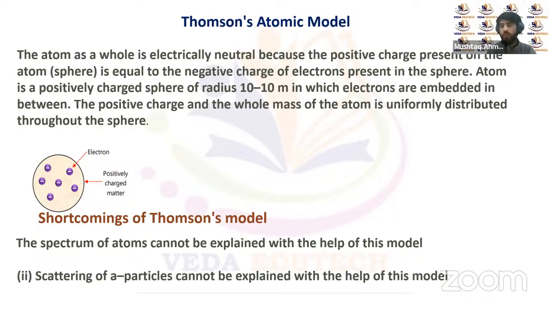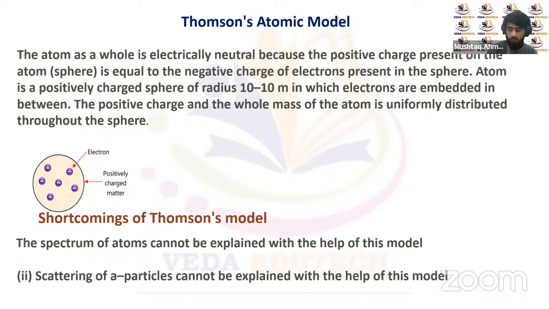But there were immediate shortcomings to this model. The important shortcomings were that it could not explain the spectrum of atoms. We recorded the spectrum at different wavelengths during that time, which could not be explained by this model. So it was a very restricted model for the atom. Also, it could not explain the scattering of particles like alpha particles. So this model could not explain very basic and fundamental observations, the spectrum as well as the scattering of particles. It was a very basic and confined model of the atom given by Thomson.